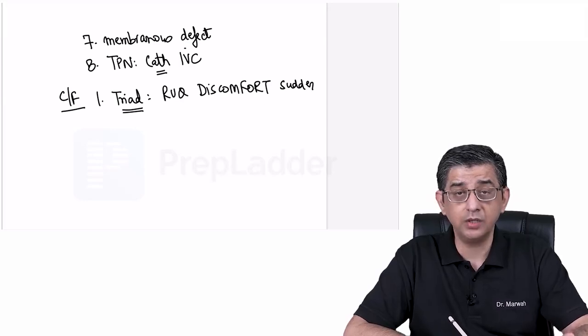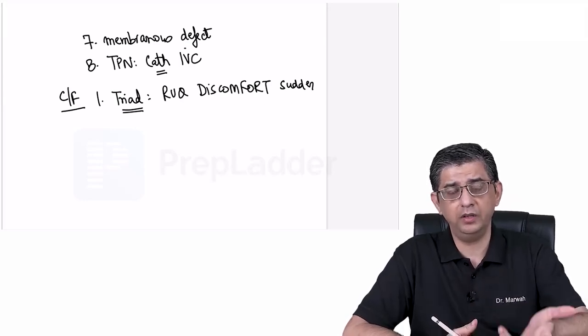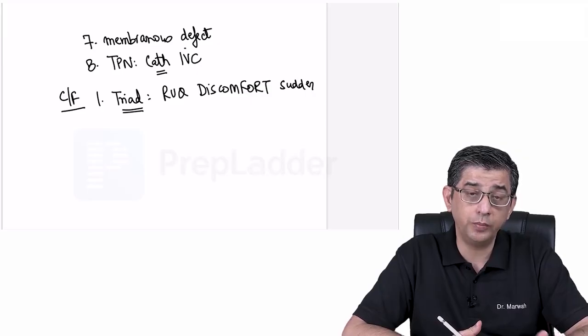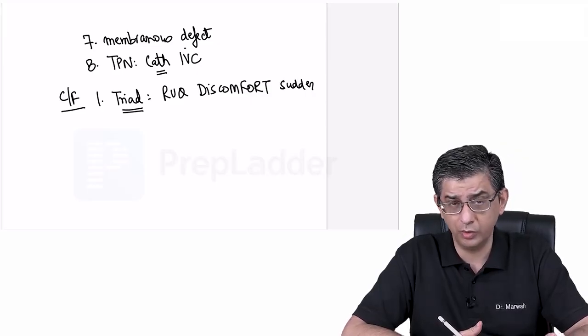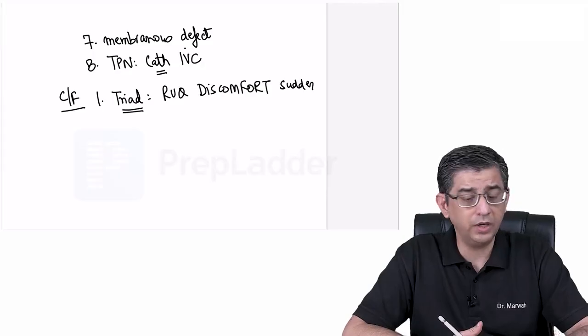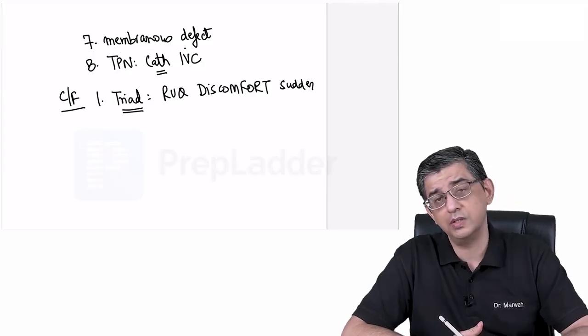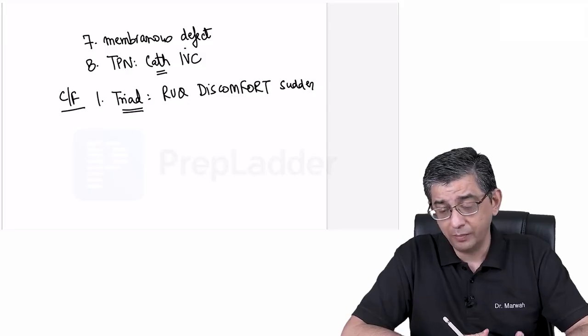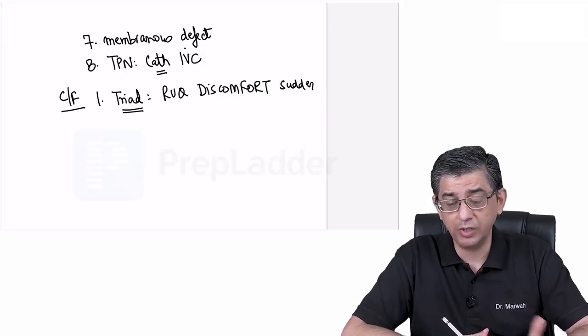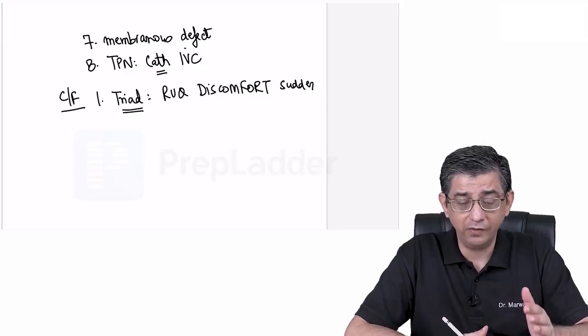In fact, when you do an ultrasound, because anybody with right upper quadrant pain in the casualty, you will do an ultrasound to rule out the possibility of gallstones. There are no gallstones. So you're wondering, okay, if it's not calculous, it could be acalculous cholecystitis.